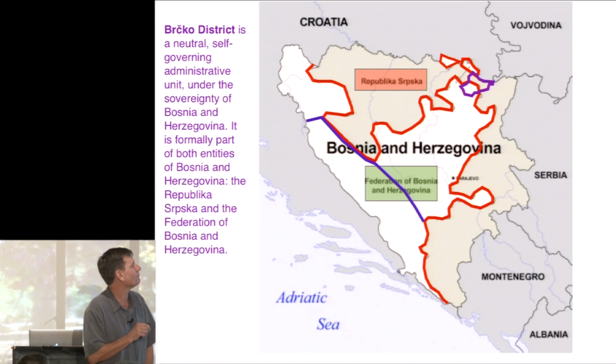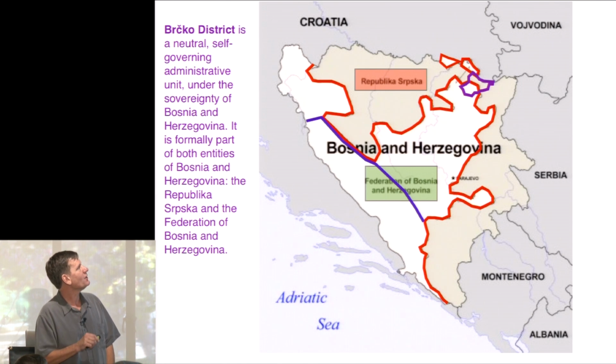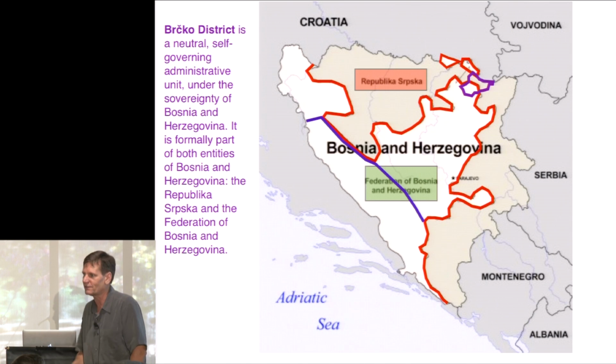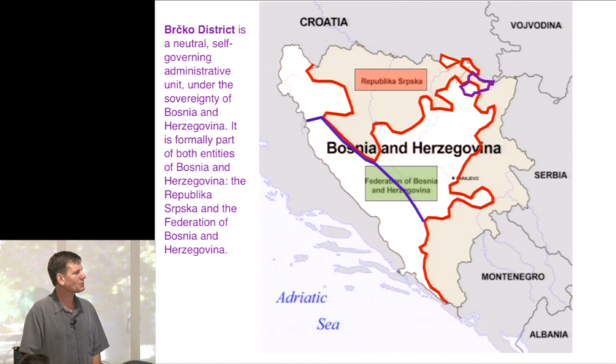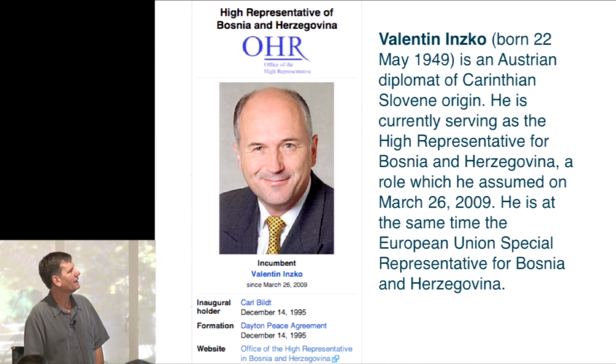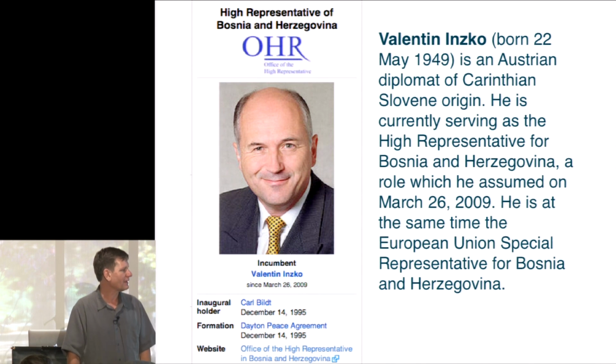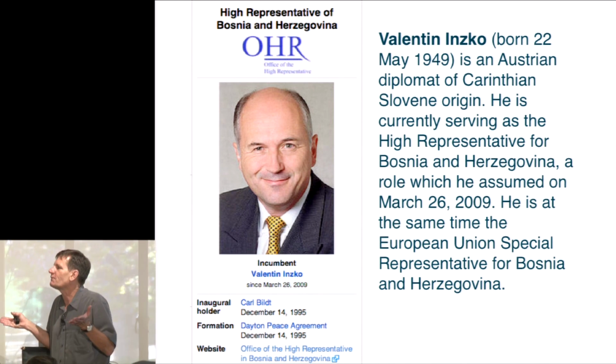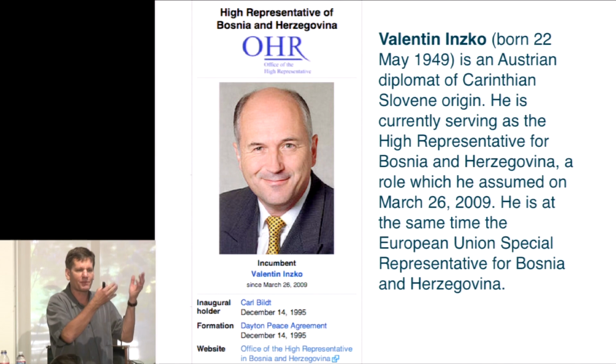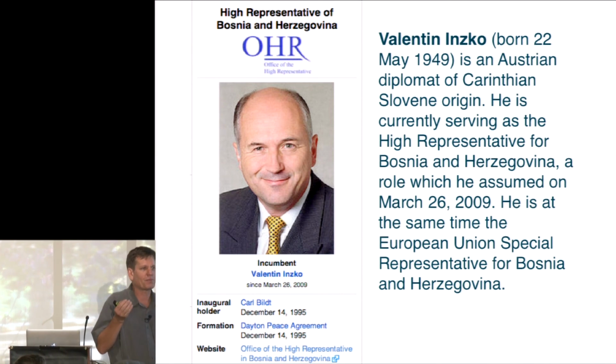And over here, you have the Brčko district, which is a neutral, self-governing administrative unit that's part of both of these units. So, who's the actual head of the government here? The ultimate head, I mean, they have an office of the presidency. You can't have one president. You have to have three. And you have this office of the presidency.